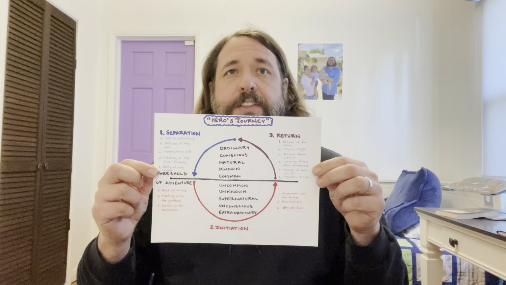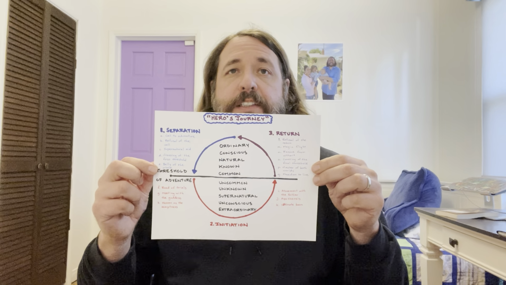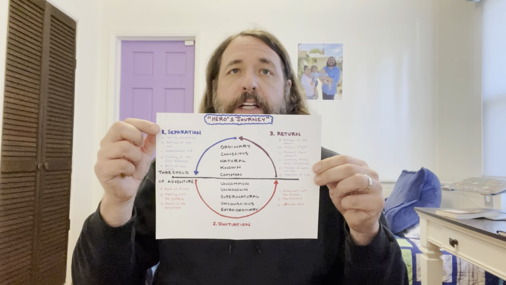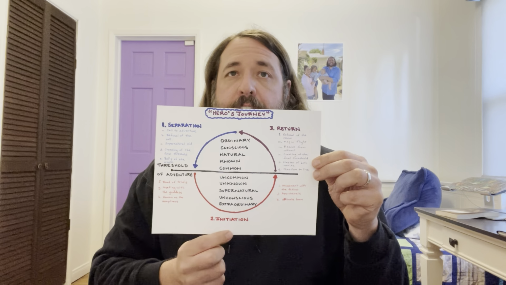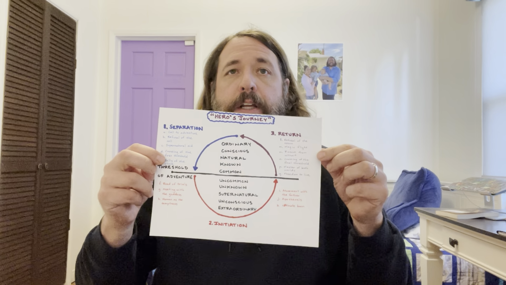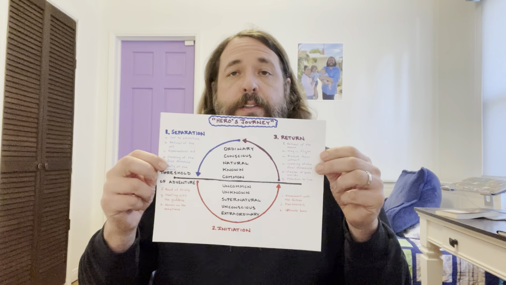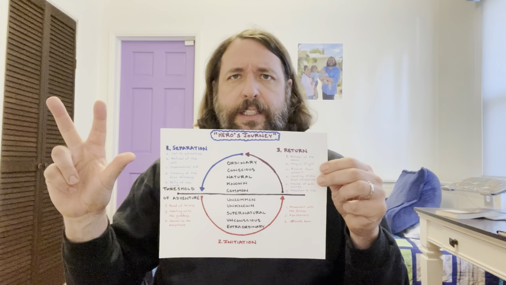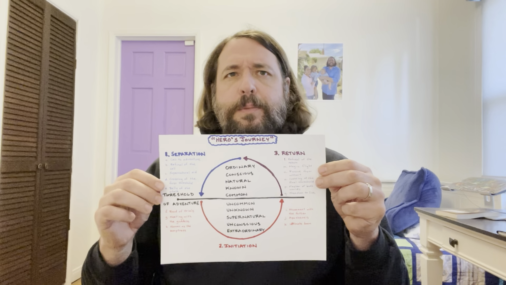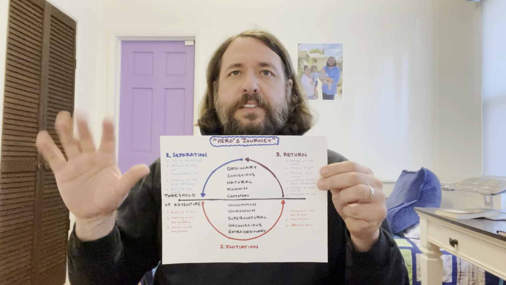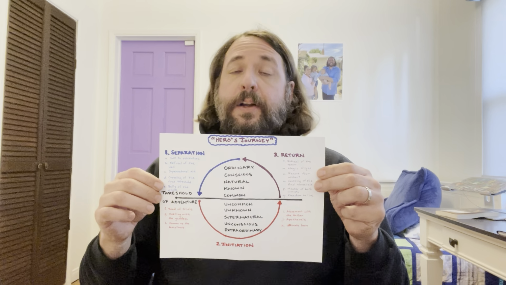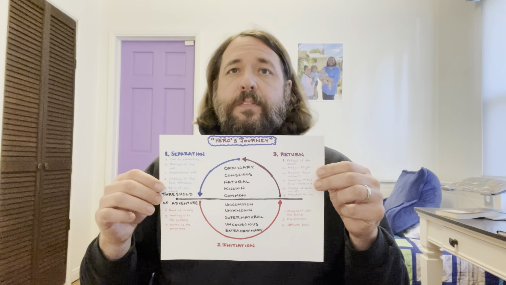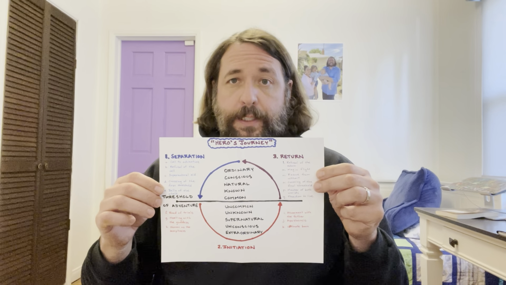To make these 3 stages easier to see in the diagram for this mini lesson, I've color-coded separation as blue, initiation as red, and return as purple. Okay, so that gives us 2 worlds, 1 line, and 3 stages. So far, that's not much more than the 5 elements of quest that Thomas Foster talks about in How to Read Literature Like a Professor. But it's about to get much more complicated than that.